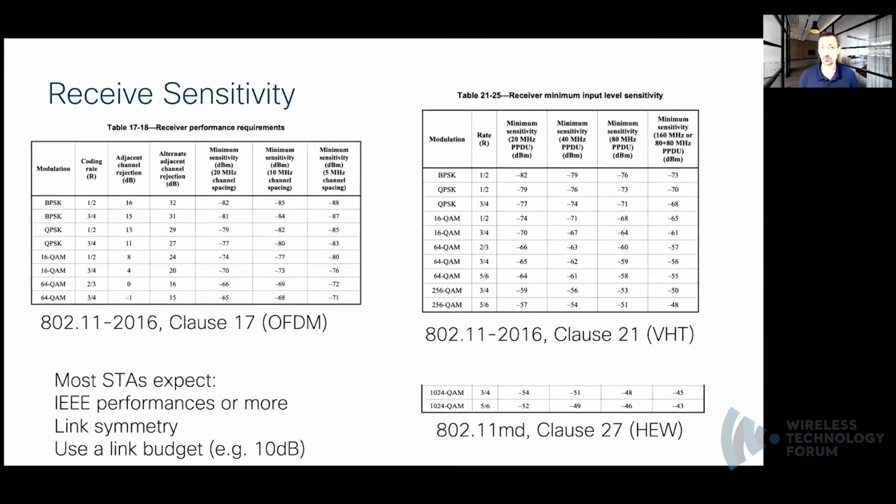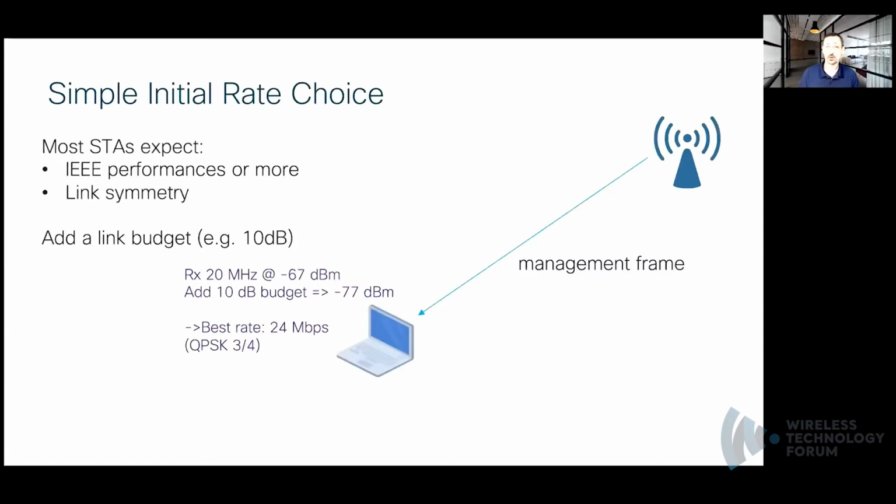So what you could say is, well, let me assume that the link is symmetric between me and the access point. So what I read from the AP is the same kind of signal the AP would be reading from me. Then let's take a margin buffer and assume that the other side is going to have this IEEE performance. And then by using that logic, I could pick up in the table, add my buffer link budget and pick up the rate.